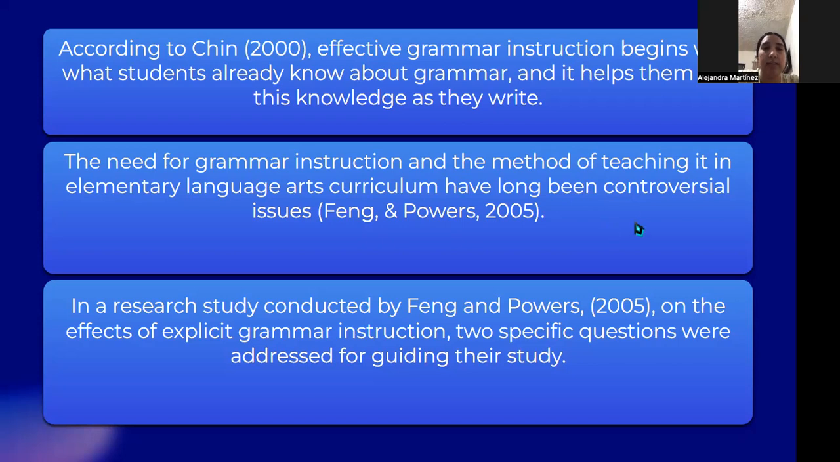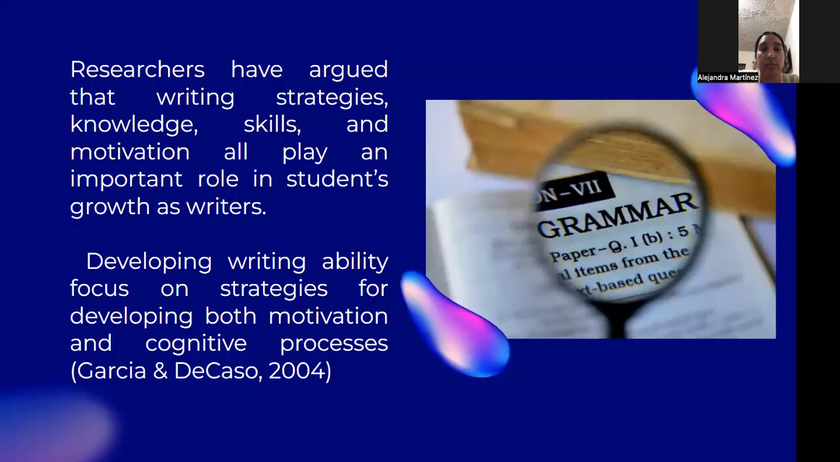An example is a research study conducted by Feng and Powers on the effect of explicit grammar instruction. Two specific questions were addressed for guiding their study. First, does error-based grammar instruction have a positive short-term effect on student writing? And the second one is, does error-based grammar instruction have a positive long-term effect on student writing? For this study, a decrease of 20% will be considered a positive effect. The data of this study consists of student writing samples that were collected at three different points in the school year.